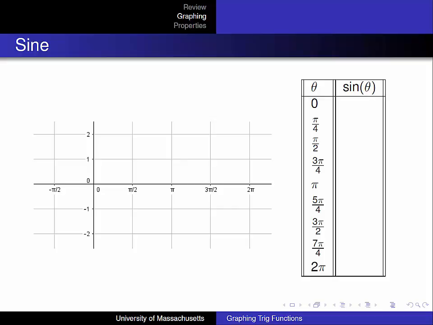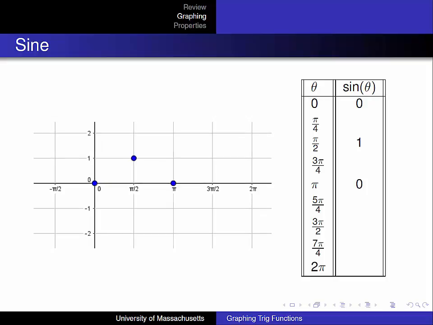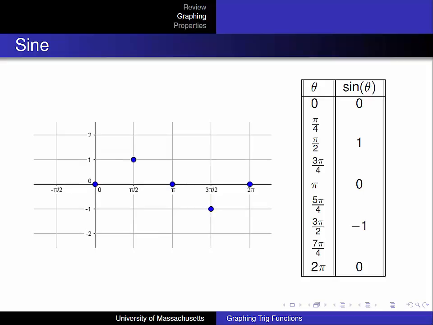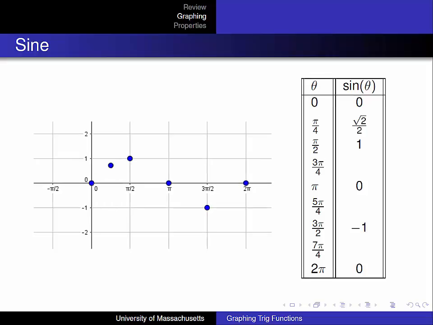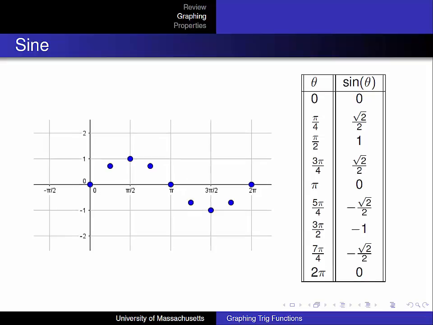Well, we know that sine of 0 is 0, sine of pi over 2 is 1, sine of pi is again 0, sine of 3 pi over 2 is -1, and sine of 2 pi is 0. And if you're a little confused about how we found these values, go back and watch the unit circle video. Well, now for the other values, we know that sine of pi over 4 is square root 2 over 2, sine of 3 pi over 4 is also square root 2 over 2, and sine of 5 pi over 4 and 7 pi over 4 are both negative square root 2 over 2. So now we're starting to see roughly what our graph looks like.